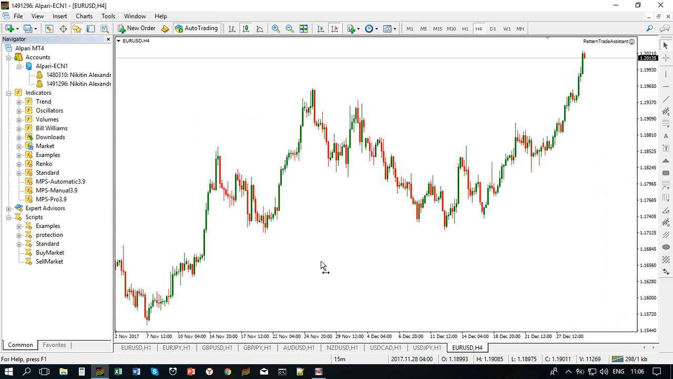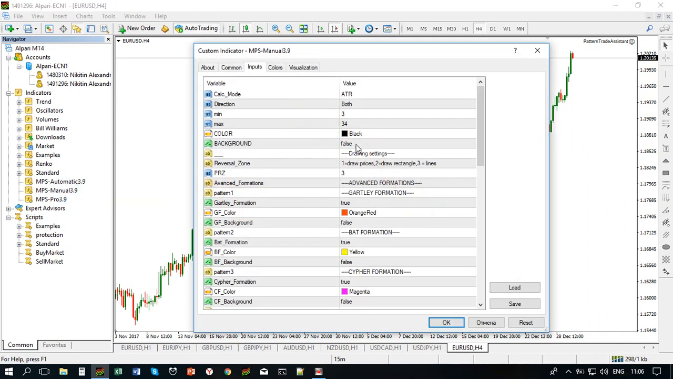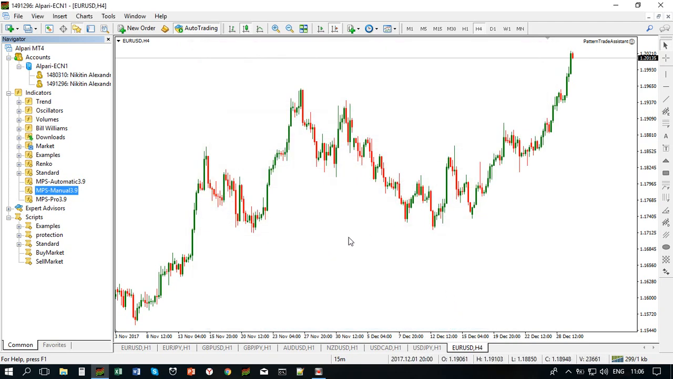Now let's go to manual functions. Let me enable that manual indicator. The same limitations: ATR, direction is both, maybe bullish, bearish, whatever you want. The color. This is the color of your helping lines. It is black and it is false. Let me show it to you how it works.